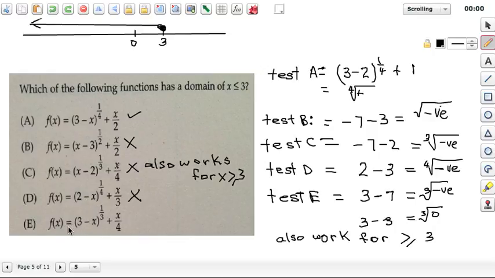E is good for all of the ranges here. It also works for greater than or equal to 3. Let's say if I picked a number 7, which is not in the domain range, it will work. I can also pick 3, which is in the domain range, and it also works. So on that ground, I will reject E because it also works for values greater than or equal to 3. So the final answer is actually A.